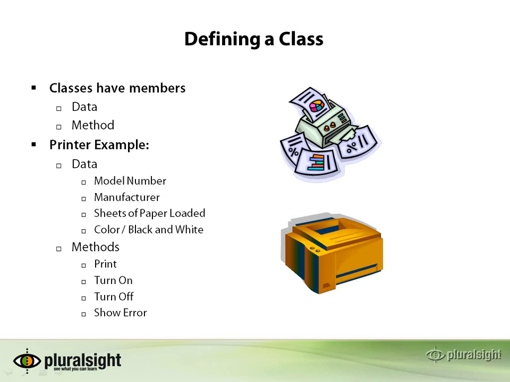Then the other half of this is methods. In order for you to have a good class, these methods should work with that data or operate on that data. So let's look at some examples here. Some methods might be print. All printers should be able to print. You should be able to turn them on or turn them off. Show some kind of error where there's a paper jam, whether you have an LCD display or flashing lights. Somehow you need to be able to show an error.